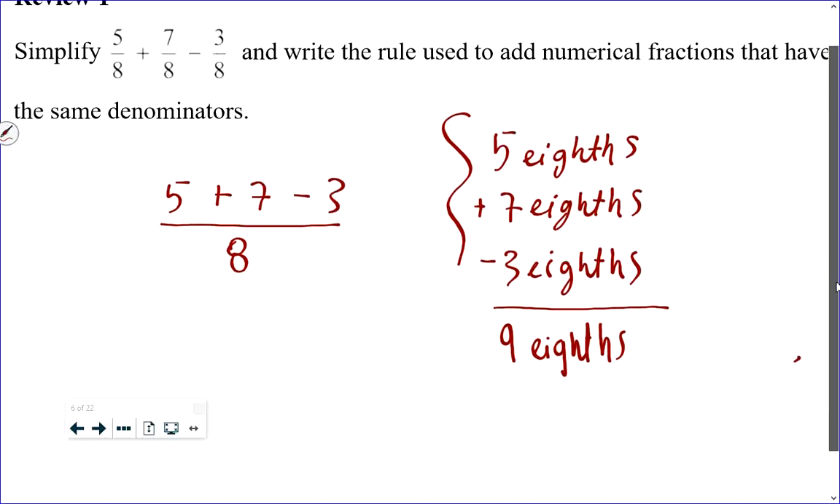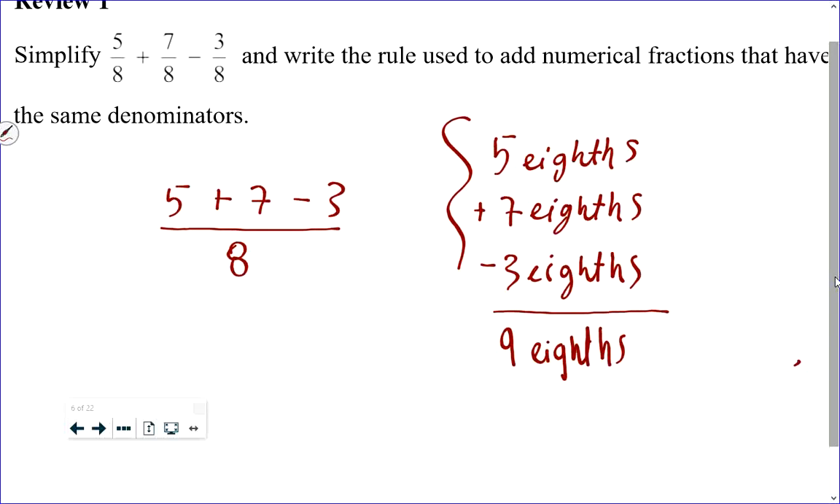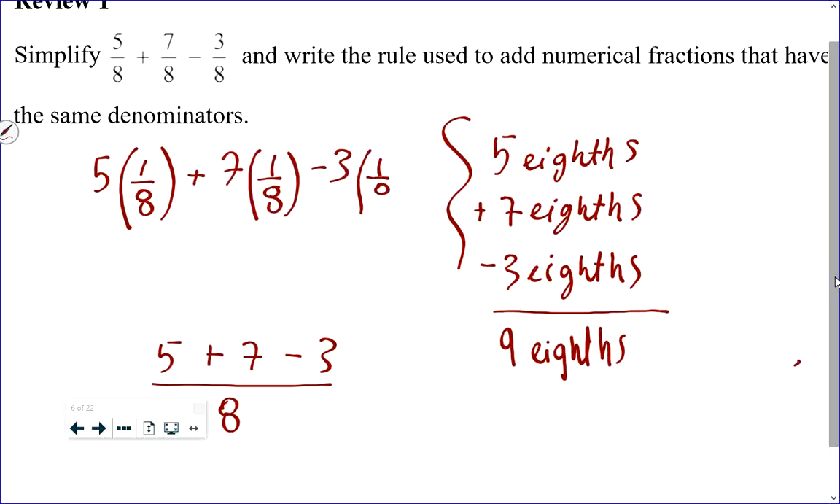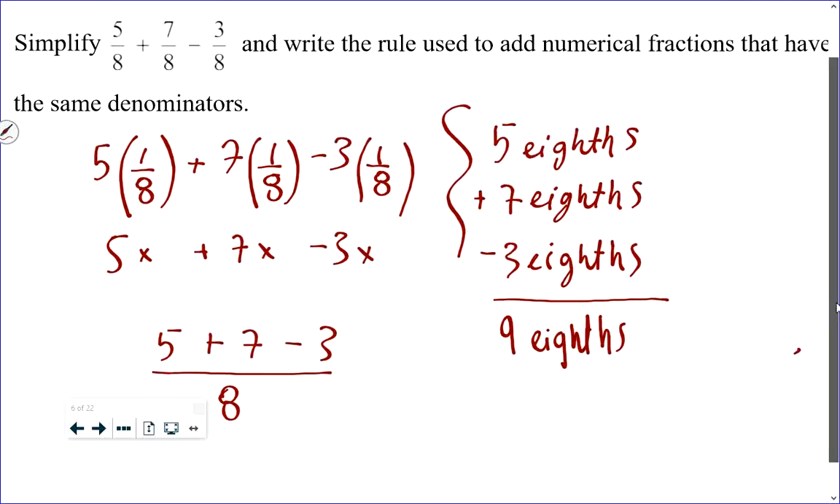Another way to look at it is that, we'll get back to this in a second, I could have written this as 5/8 plus 7/8 minus 3/8. And let's face it, if I had 5x's plus 7x's minus 3x's, you'd have 9x's. So that's why we get 9/8. This is the origin of the rule. So we end up with 9 over 8.